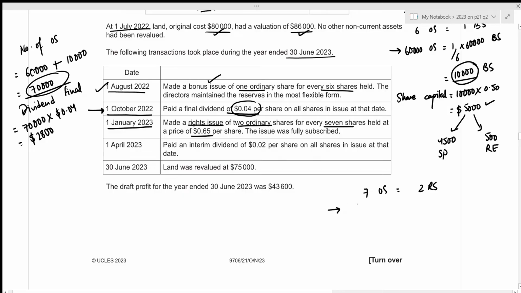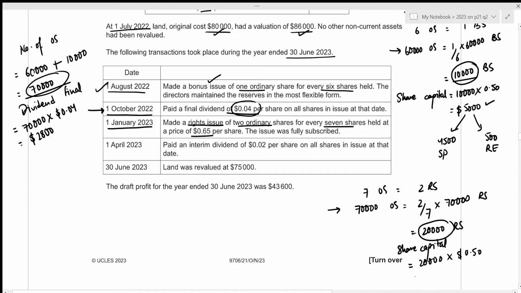So again, we'll be utilizing the unitary method. For 70,000 ordinary shares, we have to provide 2 by 7 times 70,000 rights shares. So that will give us a total of 20,000 rights shares. The value that will go towards our share capital will be at the nominal rate. So we can just multiply the number of rights shares of 20,000 by the nominal rate of 0.50, which gives the value of 10,000.